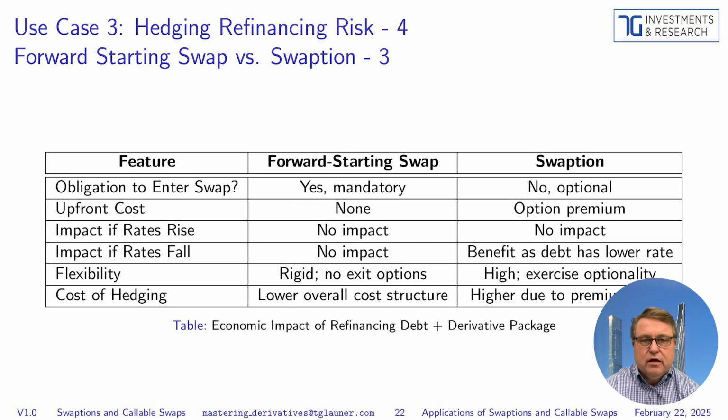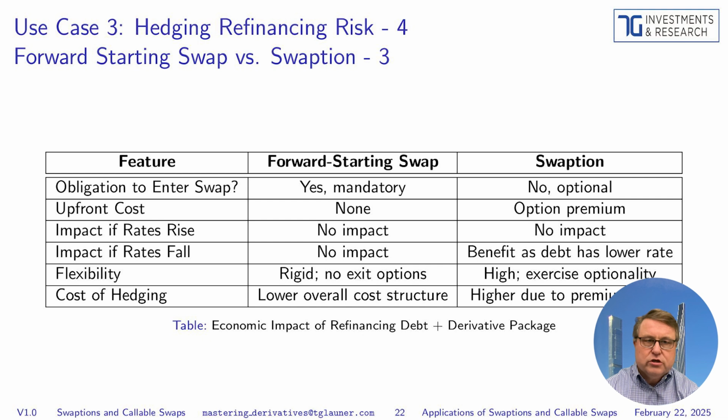Now, let's compare the key differences between a forward-starting swap and a swaption when used for hedging refinancing risk. The most fundamental difference is the obligation to enter the swap. With a forward-starting swap, the company is mandated to enter into the swap when the refinancing date arrives, regardless of market conditions. With a swaption, entry is optional. The company can choose whether to exercise the option or let it expire.